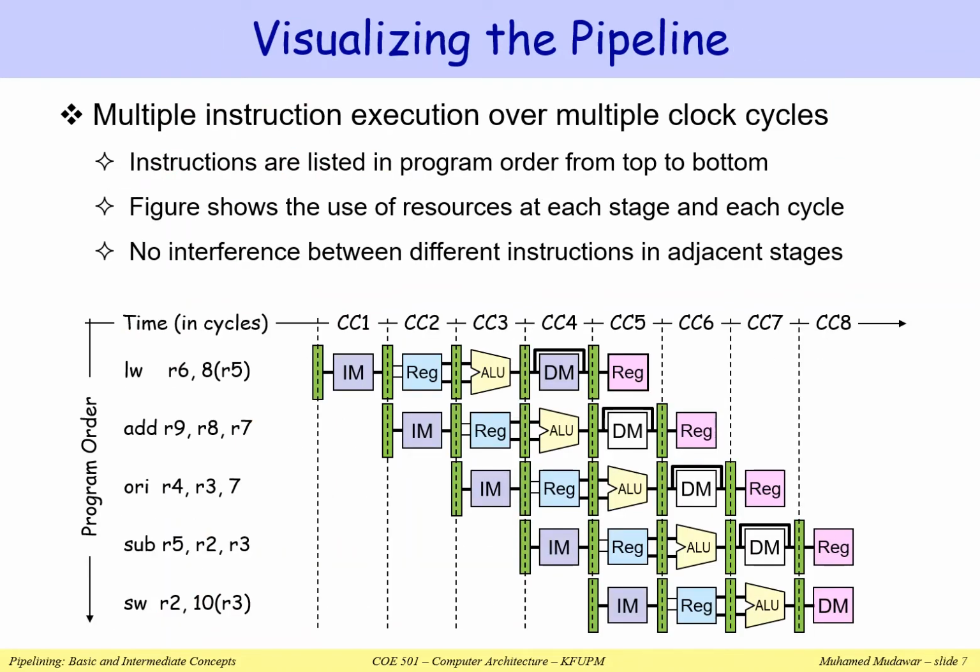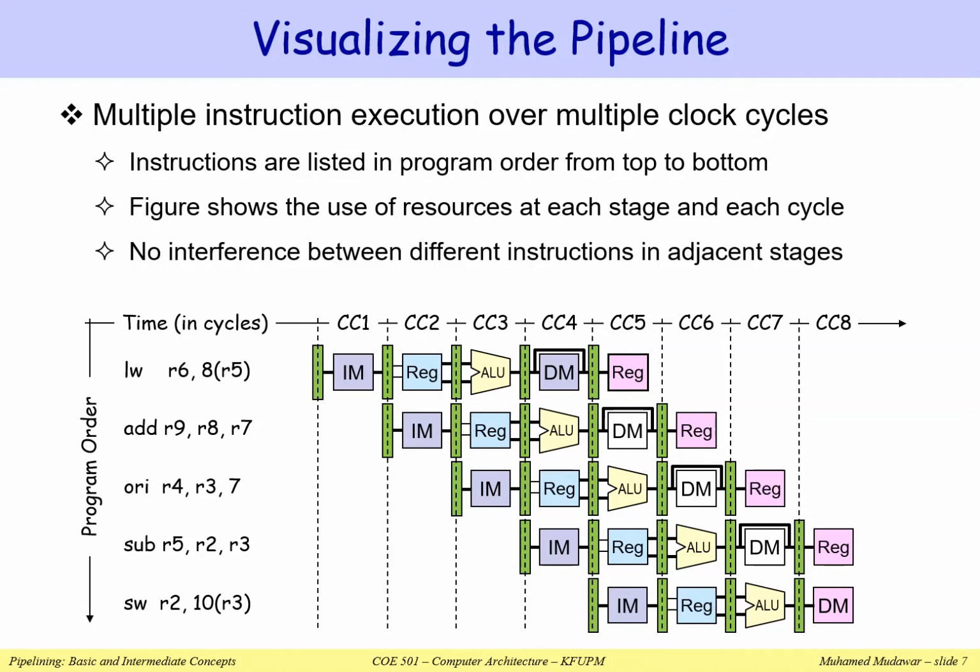To understand pipelining, we should really visualize the pipeline. We have to understand what's really happening in the pipeline at each clock cycle. So we can visualize how the instructions are moving in the different stages of the pipeline. Here's an example in which I have 5 instructions in program order. The horizontal axis is showing time in clock cycles, and the vertical axis is showing the program instructions.